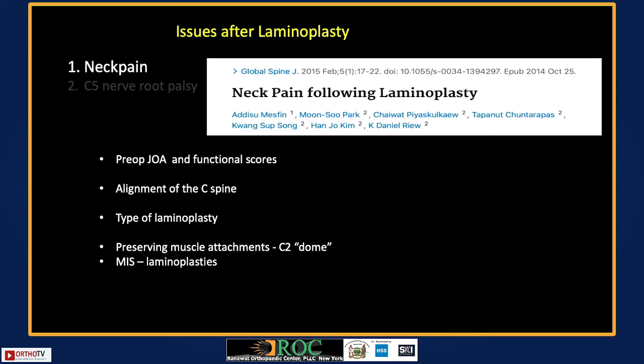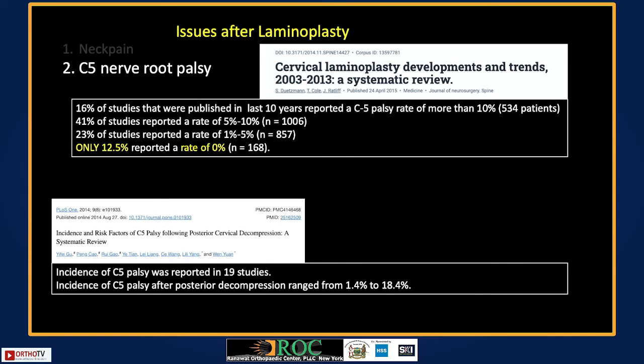Also, functional scores, whether the patient has got radicular symptoms or myelopathy symptoms, are important. Alignment of the cervical spine, as in all posterior procedures, it has to be lordotic so that the cord can fall back. It depends on what type of laminoplasty you are doing. If it's a muscle preserving laminoplasty, like you do a preservation of muscles on the C2 lamina, so-called dome laminoplasty, then the incidence of neck pain is much less. So now the pendulum is shifting towards the more minimally invasive methods, which probably has a role in less neck pain post-laminoplasty.